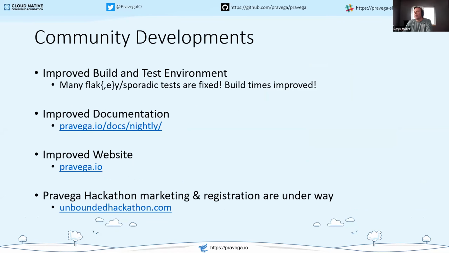I just wanted to highlight a few community developments since we last met. We had an improved build and test environment. Many flaky or sporadic tests were fixed. Build times have improved, with fewer repeats of the build due to failed tests. This is a beneficial result of some tech debt sprints that we did at Dell.